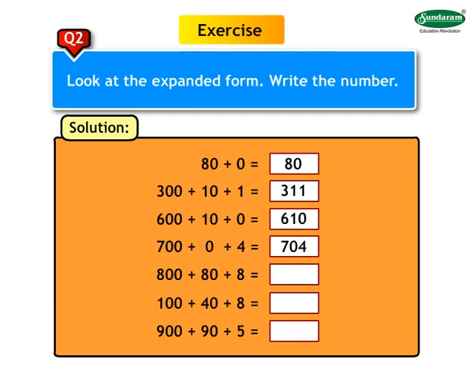The number formed from 800 plus 80 plus 8 is 888. The number formed from 100 plus 40 plus 8 is 148. The number formed from 900 plus 90 plus 5 is 995.